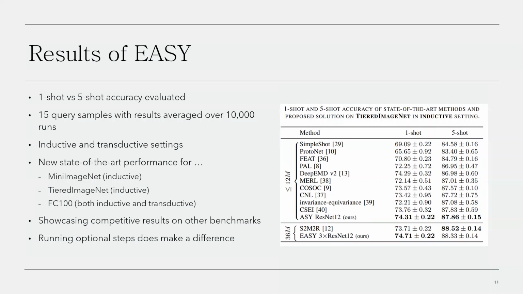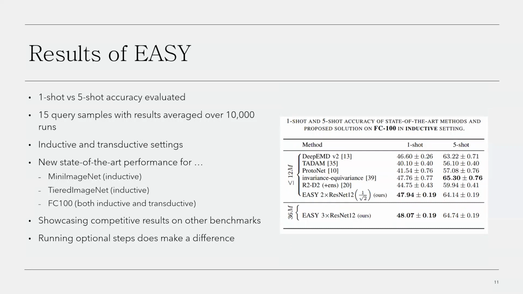Same situation here. They did get slightly beat out on the 36 million for the 5-shot. However, if you look closely, compared to the S2M2R and the EC, they're very much comparable. And another thing to note is S2M2R is where EASY got a lot of their Y-shaped backbone, which is the one required step of EASY. So it would make sense why they'd be fairly similar in terms of their results.